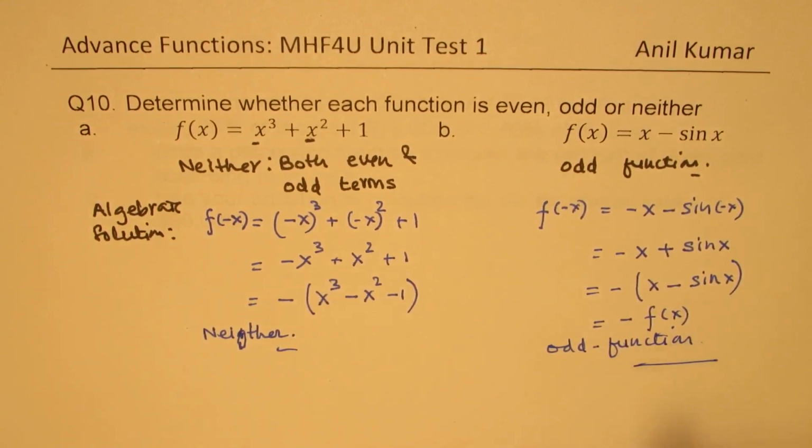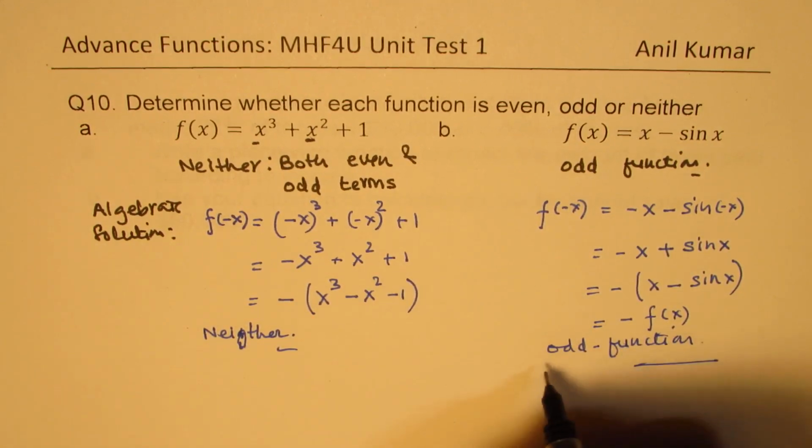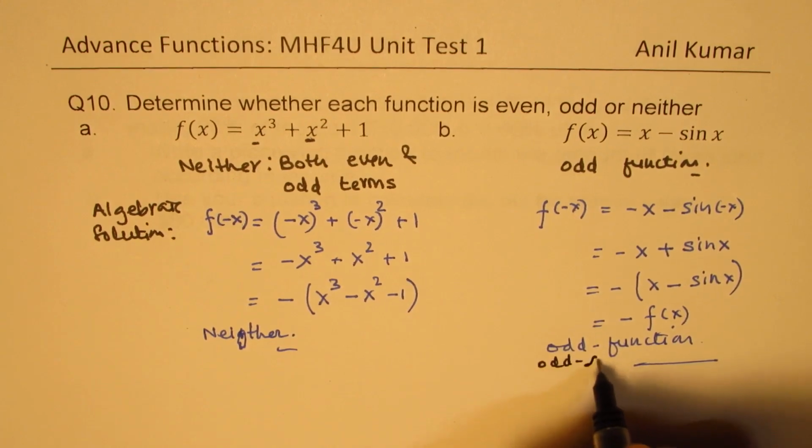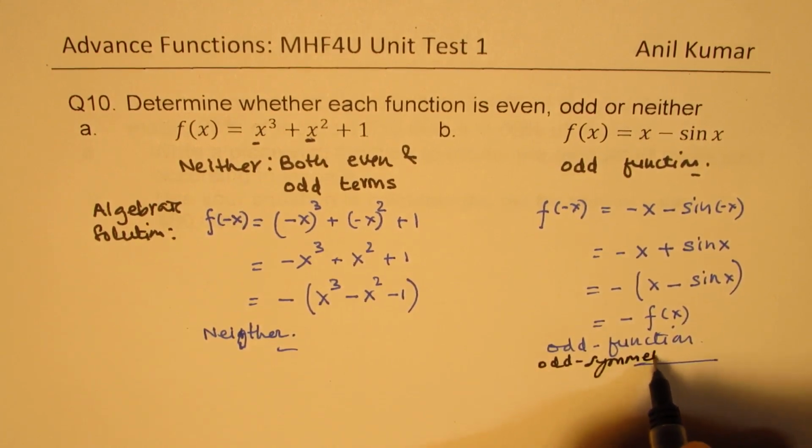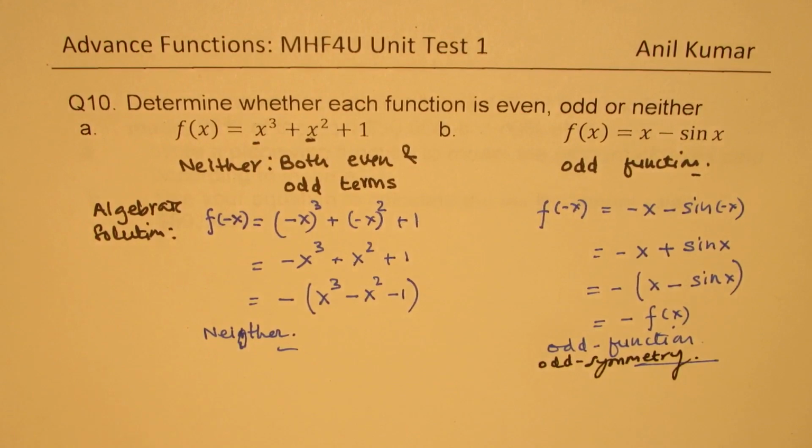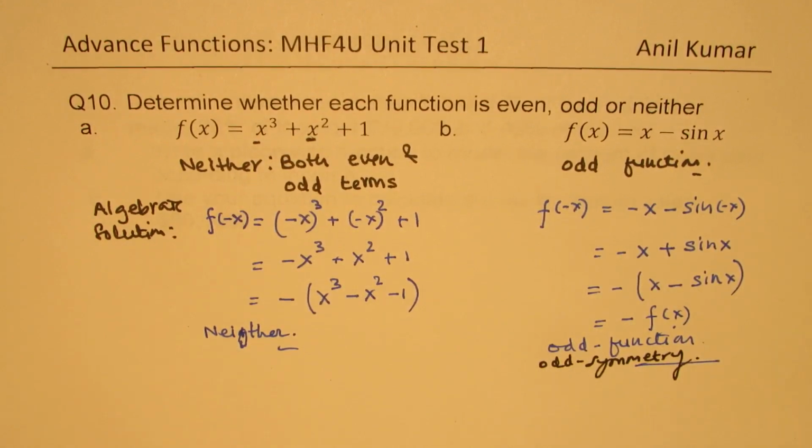It has odd symmetry, right? So that is how we could actually say, right? So this is neither, but this one is odd symmetry. Perfect. So that is how we could do it.